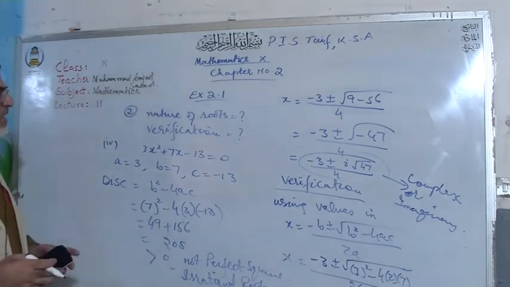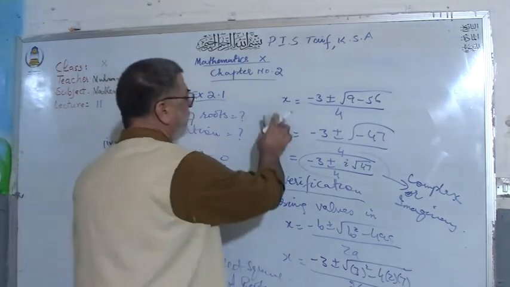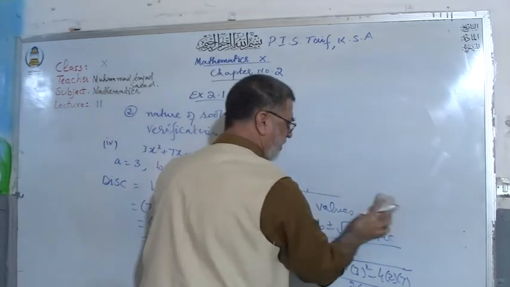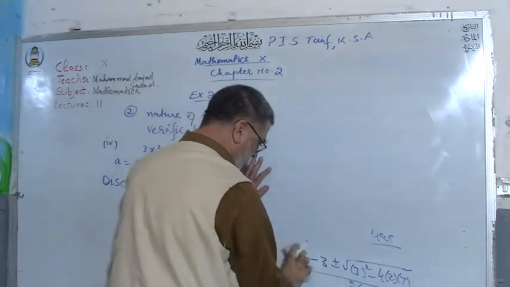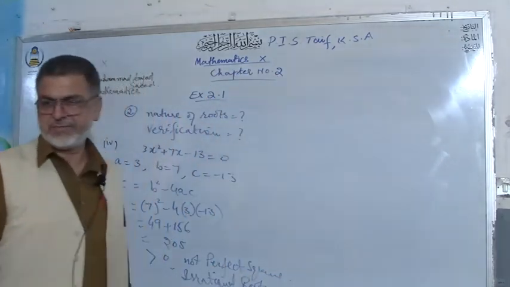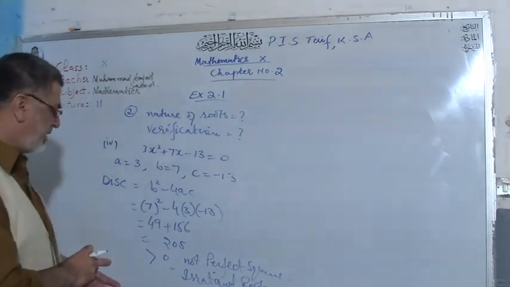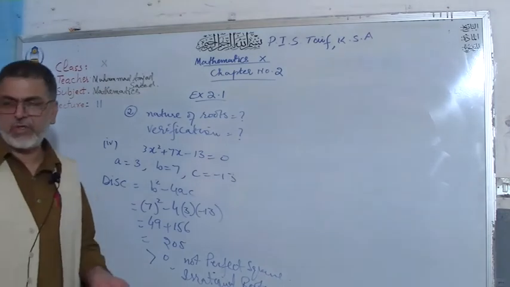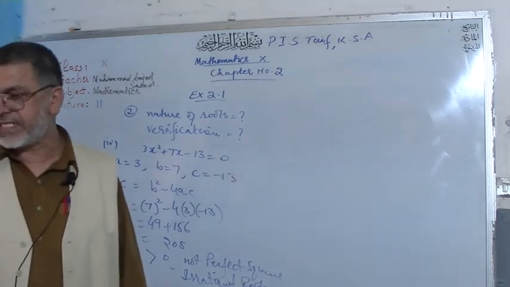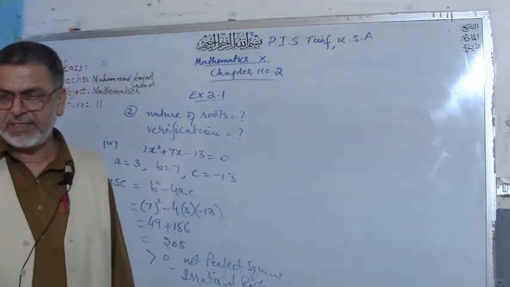For confirmation, you can apply the values in the quadratic formula. Your answer will be irrational. Irrational are those which involve a radical sign, an incomplete square root sign. They are the irrational.